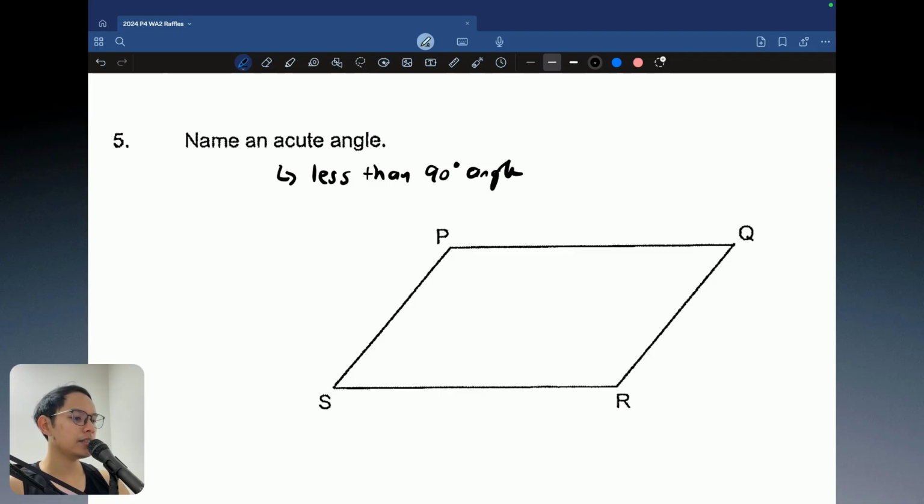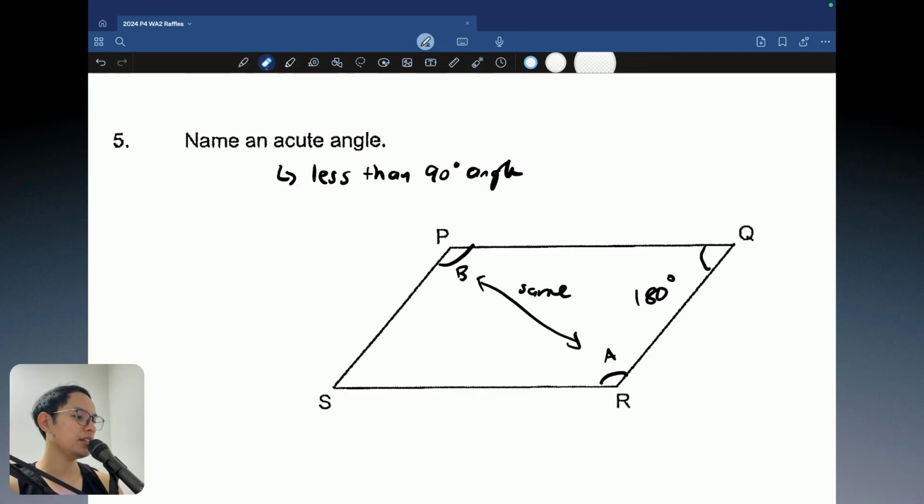In this case, it's pretty straightforward. I would say this is what they call a rhombus. Basically, in a rhombus, adjacent angles add up to 180, and for example, angle A is the same as angle B, so these are the same angle. But we can't assume that because it never says that here. But it doesn't matter. So name an acute angle.